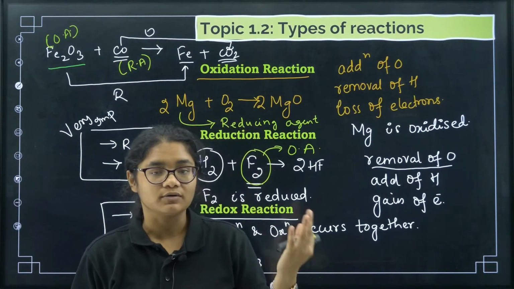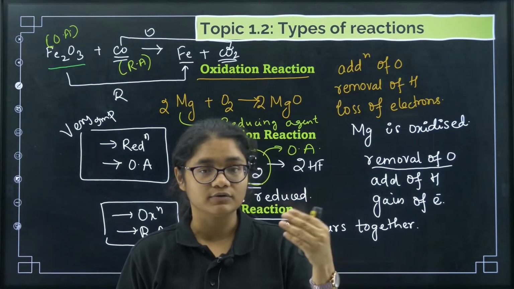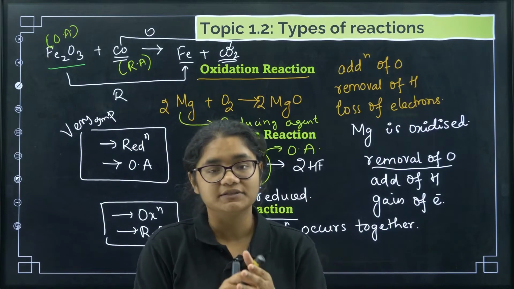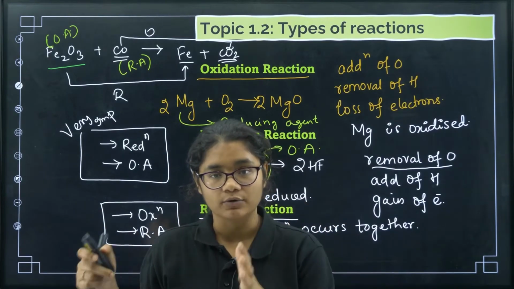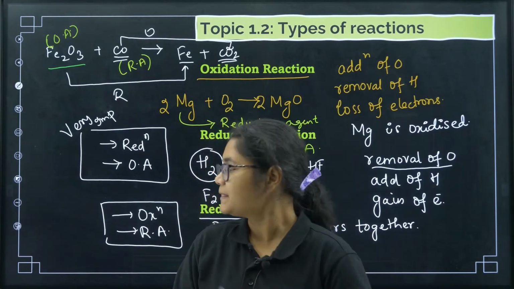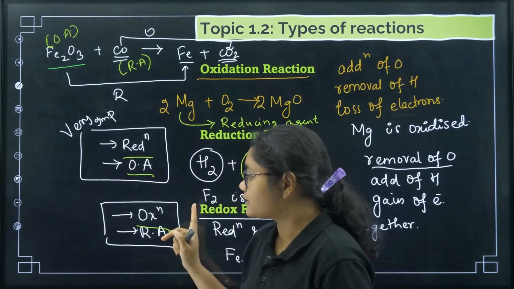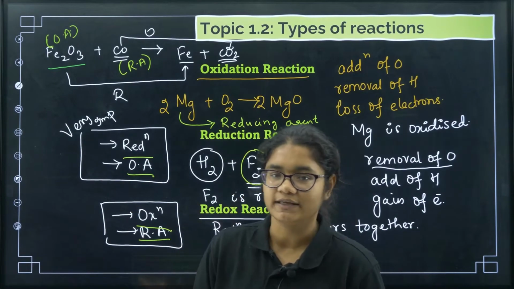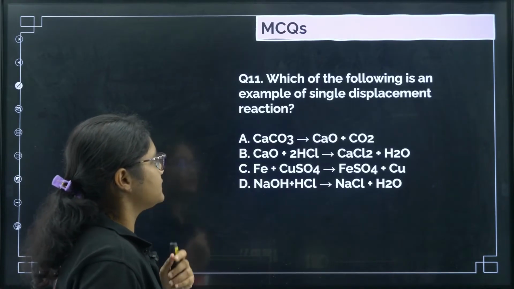The species which undergoes oxidation behaves as a reducing agent, and the species which undergoes reduction behaves as an oxidizing agent. I think I repeated it once again. Okay, fine, we'll do questions from there also. Now let us see the next question.